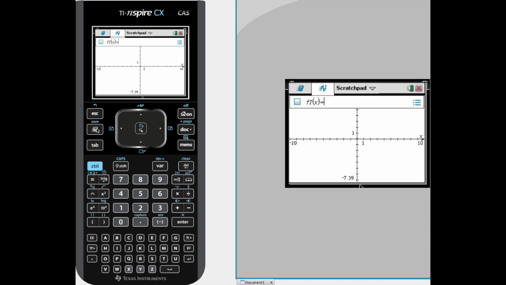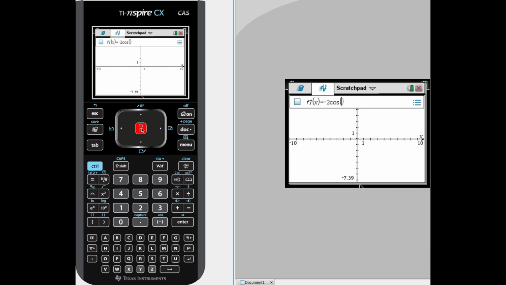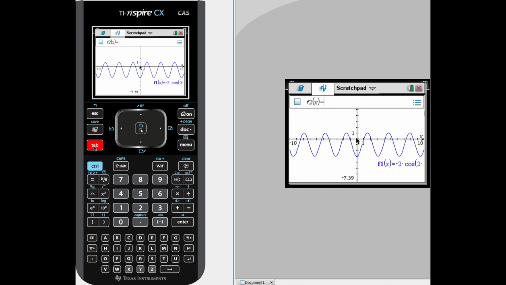Our first answer to match the given graph was y is equal to -2 cosine of 2x, get out of those parentheses, -1. And then we're going to hit enter. That looks pretty good. We're then going to go ahead and hit the tab window, open up the next entry.